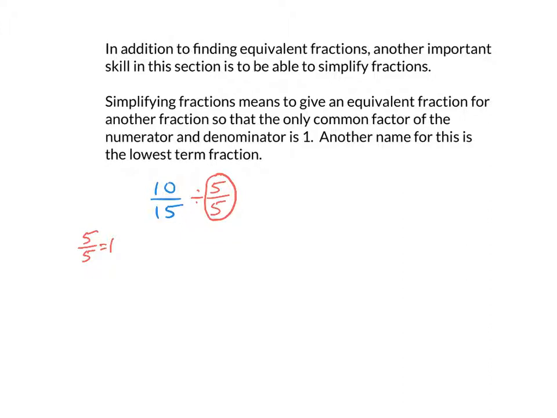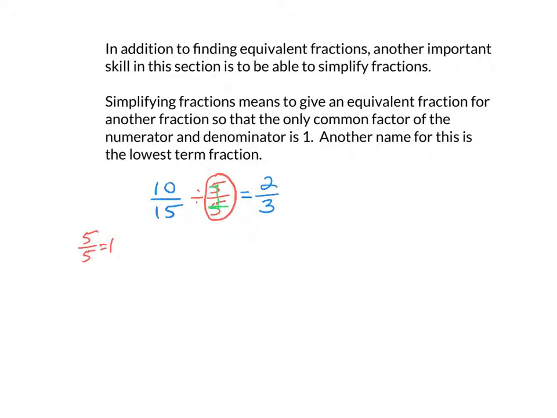So in some ways, I'm thinking about this 5/5 as being equal to 1, but I'm dividing by 5 over 5. When I do that, 10 divided by 5 gives me 2, 15 divided by 5 gives me 3. So I know that an equivalent fraction for 10/15 is 2/3. Now I could check that by cross multiplying if I wanted to, but because I divided the numerator and denominator by the same number, in this case 5, I also know that these two are equivalent to each other.